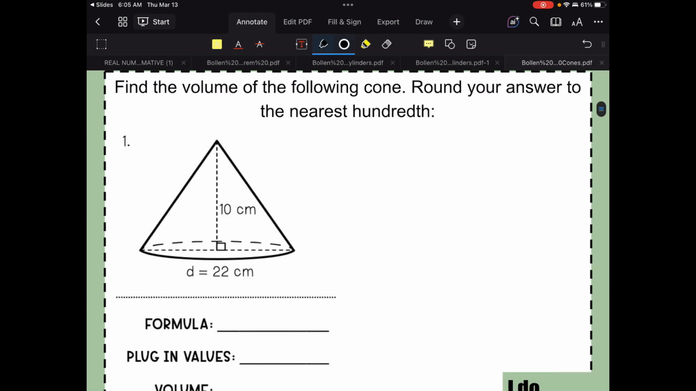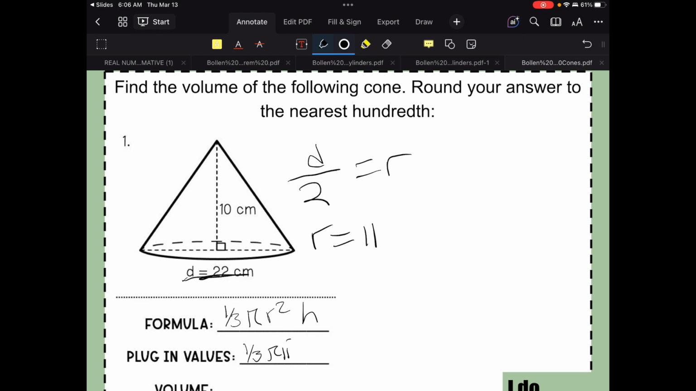Our next one is to just find the volume of a cone. So again, we write that formula down: 1/3 of pi r squared times the height. The first thing I look at is, do I have r? In this case, I do not have r. I have the diameter, so I have to divide the diameter by 2 to get r. So then r would equal, in this case, 11. So I have 1/3 of pi times 11 squared times 10.